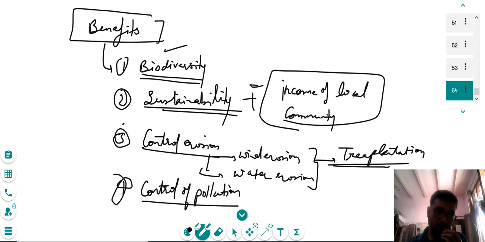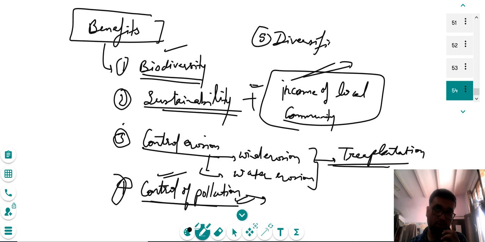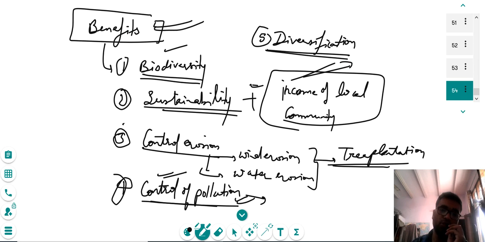All right, the tree provides an additional source for carbon sequestration, so the pollution can be controlled. And as I told you here, there is an additional source of income, so this leads to diversification of income source, right? So these are the benefits of the agroforestry technique.